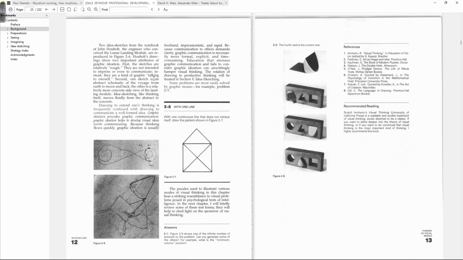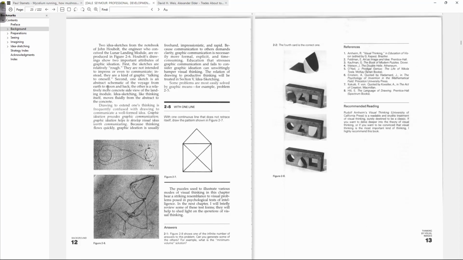Hubble's drawings show two important attributes of graphic ideation. First, the sketches are relatively rough. They are not intended to impress or even to communicate. Instead, they are kind of graphic talking to oneself.